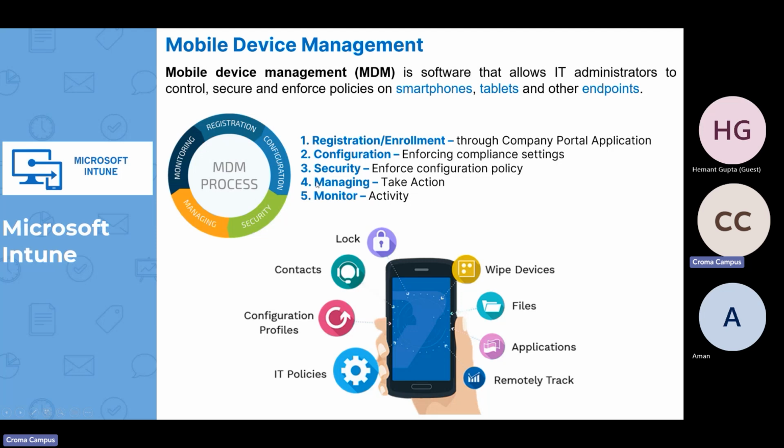So it has 5 steps involved in it, right? One is registration and enrollment, then configuration, security, managing, and monitoring. So if I say I need to go through this MDM process, that means it will involve all these 5 processes, where you have to enroll your device and register your device. And we register through the Company Portal. The Company Portal is a client application that every platform has to download if they want to enroll and manage their devices.